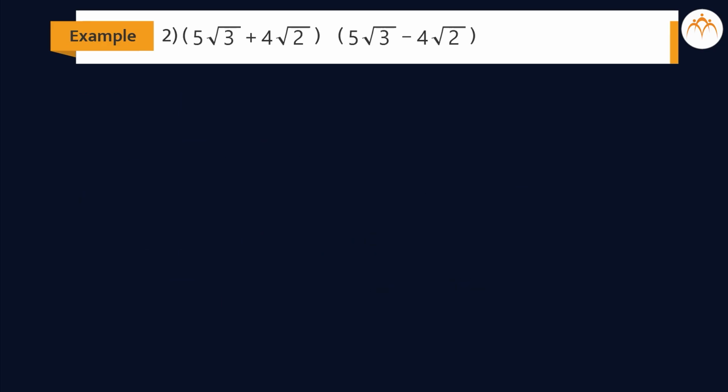Next example. 5 into square root of 3 plus 4 into square root of 2 multiplied by 5 into square root of 3 minus 4 into square root of 2. Solution.